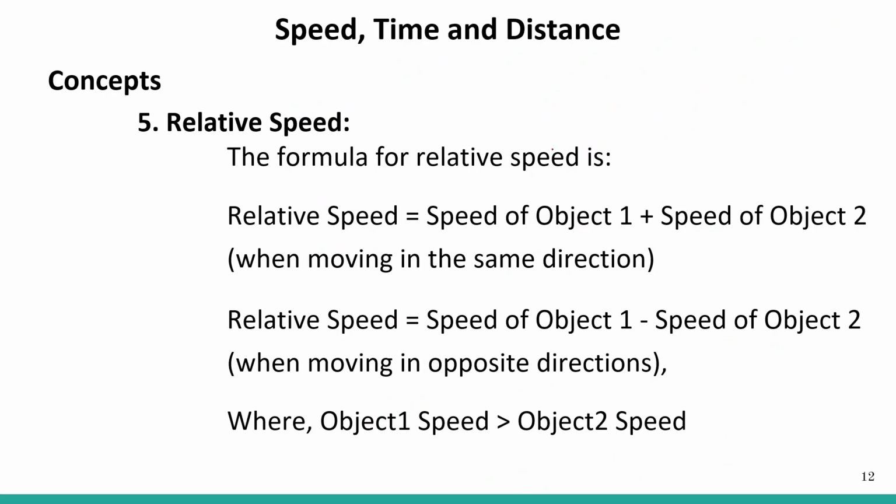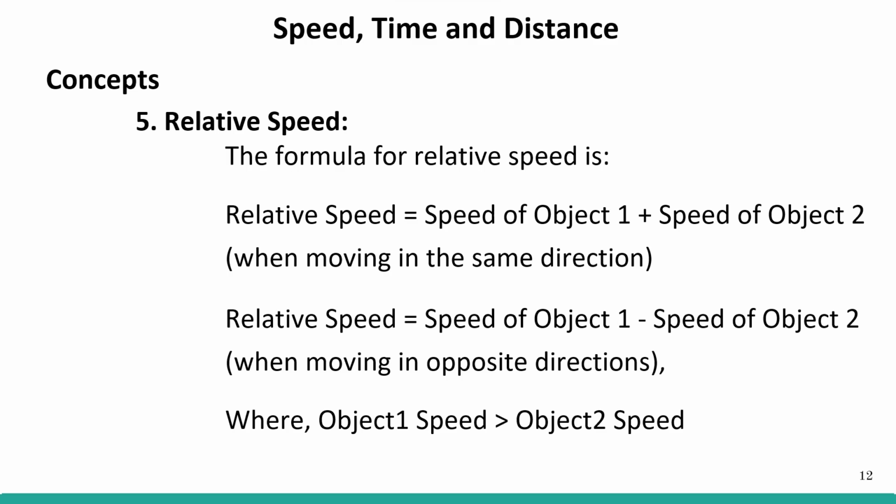So the formula for relative speed is, there are two scenarios as we have discussed. Either they are moving in the same direction or they are moving in opposite directions. Relative speed is equal to speed of object 1 minus speed of object 2 when they are moving in the same direction. In the opposite direction, it will be the opposite, the sum.